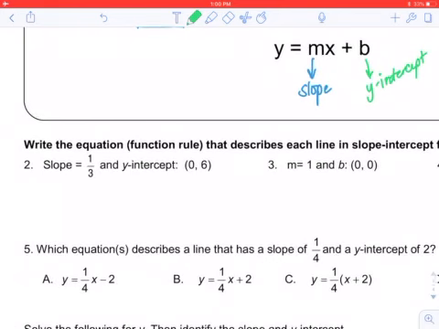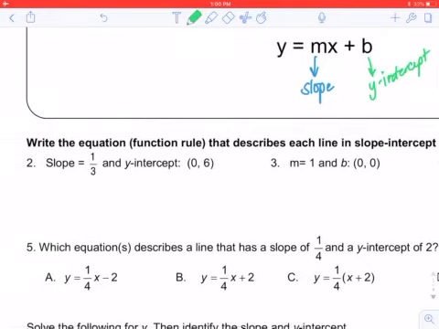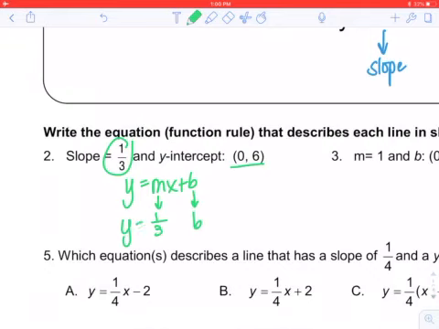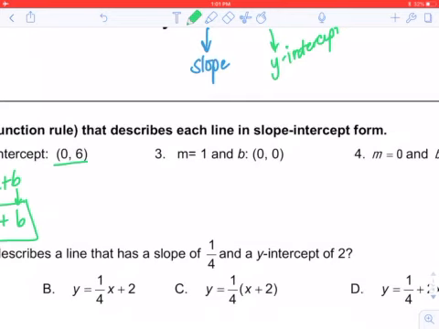The instructions for the next part say write the equation or the function rule that describes each line in slope-intercept form. So number 2 says that slope is 1/3, and the y-intercept is (0, 6). So if I'm trying to go for mx plus b, the m they just said is 1/3, the b they just said is 6. So y equals 1/3 x plus 6. It's that simple. Okay. 3, again, my goal is y equals mx plus b. They say the m is 1, the b is 0. So y equals 1x plus 0.